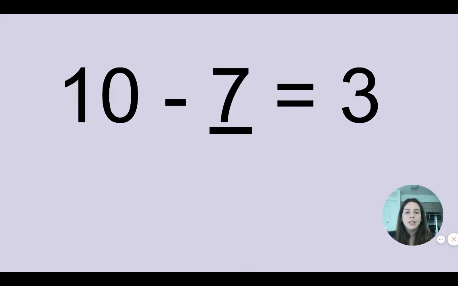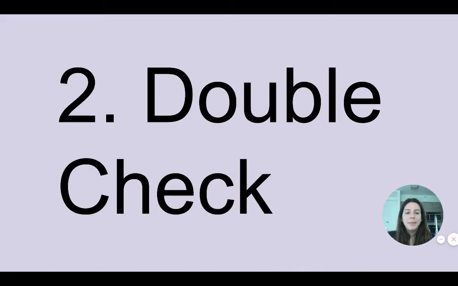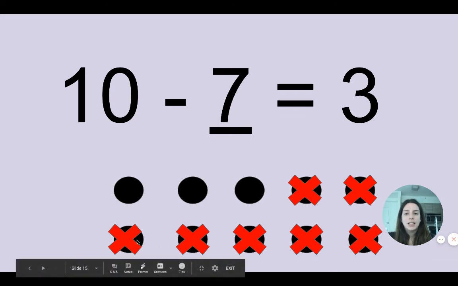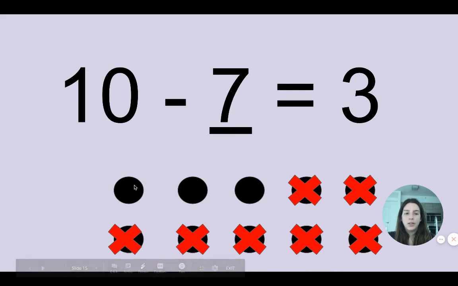But it's time for me to double check my work. That means try it again. I could use the same strategy, but I'm going to try a different strategy to make sure that I solved it correctly. I'm going to draw a picture. I'm going to start by drawing 10 circles and crossing out some until I get to 3, like this. I drew 1, 2, 3, 4, 5, 6, 7, 8, 9, 10. And then I crossed out some until I had 1, 2, 3 circles left.